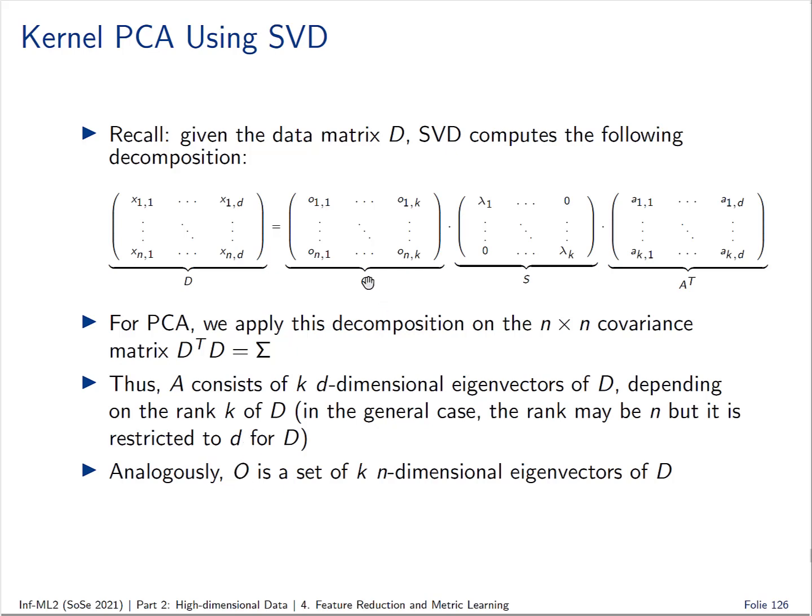And analogously here in the O, so S are the corresponding eigenvalues as we know, and O is the relationship between the rows, the observations, to the concepts. In the general case we have d concepts, O is a set of k vectors if the rank is smaller than d, but in the general case d n-dimensional eigenvectors of D. But this is the relationship between the rows and these concepts here. But we basically look for those two here, S and A transposed.